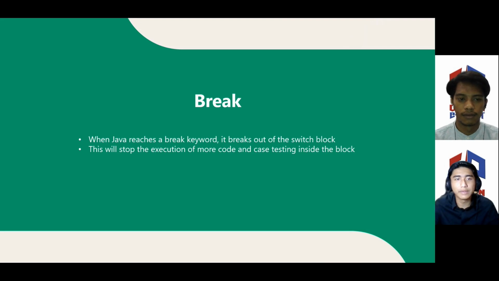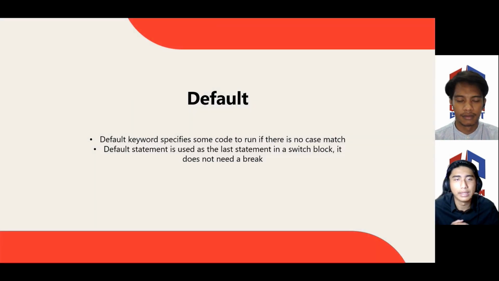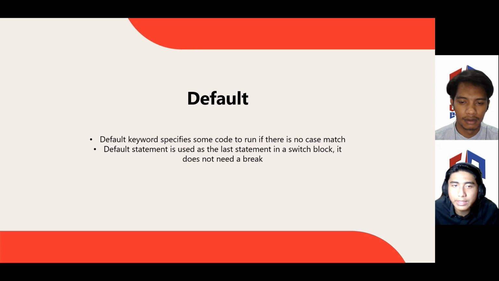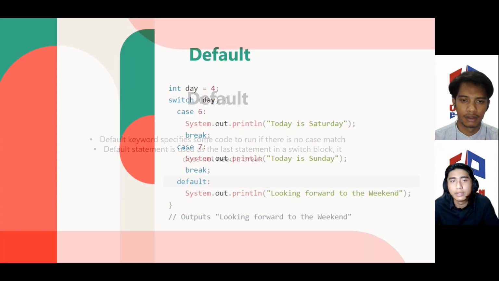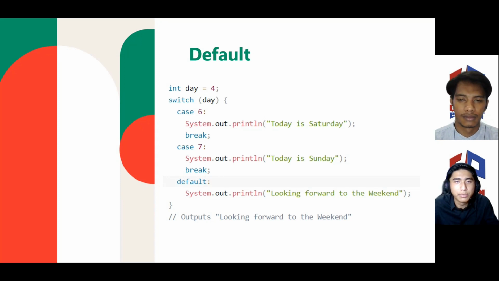Break. When Java reaches a break keyword, it breaks out of the switch block. This will stop the execution of more code and case testing inside the block. And lastly, default. The default keyword specifies some code to run if there is no case match. The default statement is used as the last statement in the switch block. It does not need a break. This is an example of default.